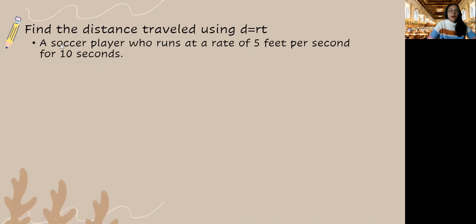For our next example, we have a soccer player who runs at a rate of 5 feet per second for 10 seconds, and we're asked to find the distance. So again, I'm going to write my distance formula. Distance is equal to rate times time. Now I want to find my rate. What is r from the problem? The rate is that he or she runs at 5 feet per second. And the time, t, will be 10 seconds.